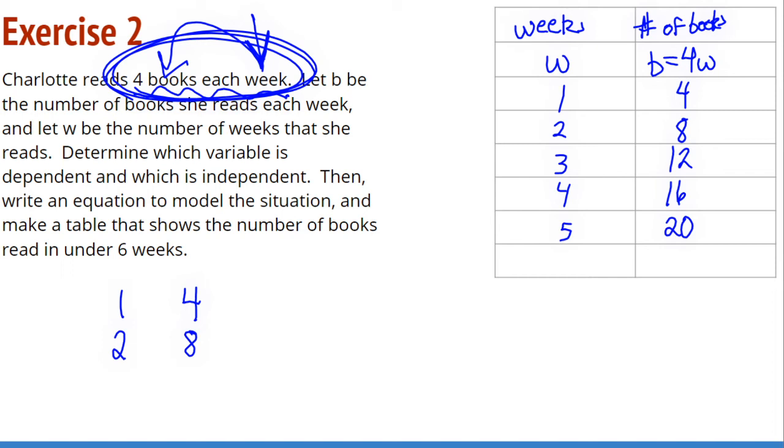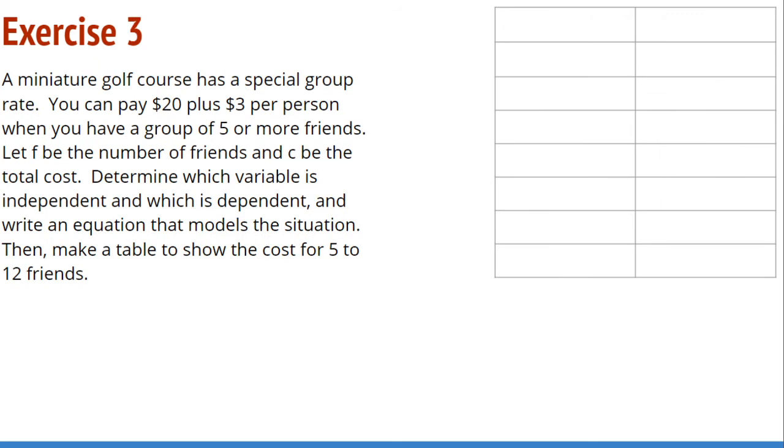Let's look at another one. A miniature golf course has a special group rate. You can pay $20 plus $3 per person. Now, the little hairs on the back of my neck stood up and said, whoa, just a second here. This sounds like that problem with the movie stuff where we had a flat fee plus $3 per person. So this one sounds like there's going to be more here than just one step. You can pay $20 plus $3 per person when you have a group of 5 or more friends.